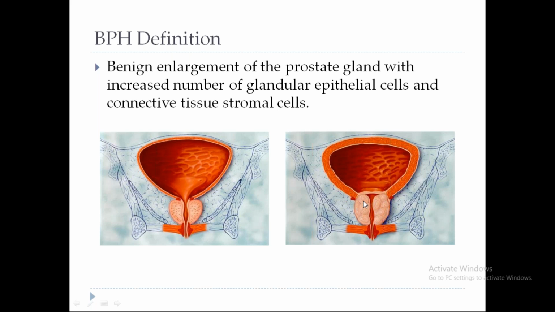So the definition is the benign enlargement of the prostate gland with increased number of glandular epithelial cells and connective tissue stromal cells. So you have to remember this one. There will be an increased number of glandular epithelial cells and stromal cells. Okay, both.